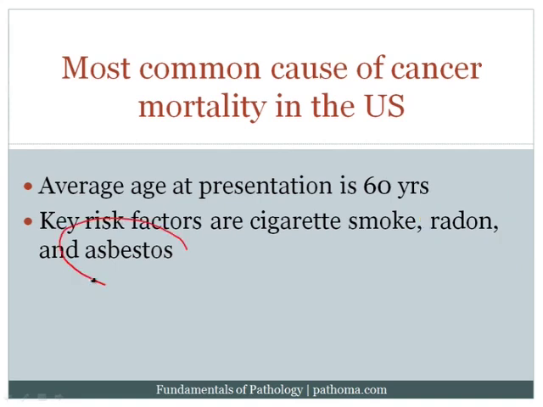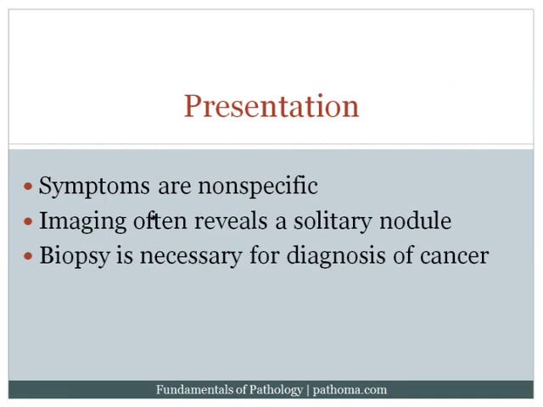The third risk factor is asbestos, and the most important thing to state here is that patients who are exposed to asbestos are much more likely to develop lung cancer than they are to develop mesothelioma. I've mentioned that a few times in prior lectures as well.